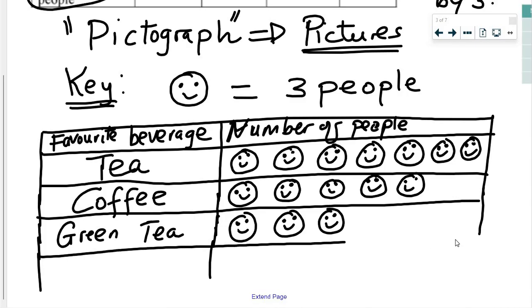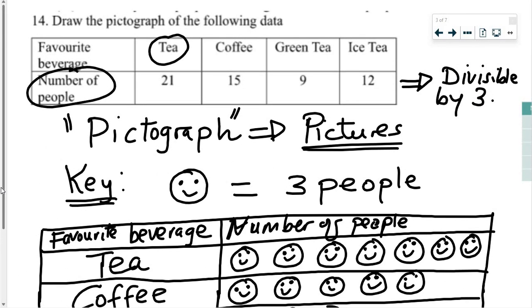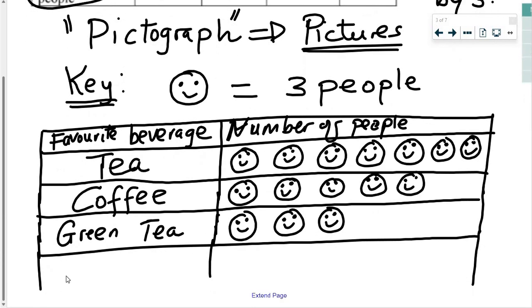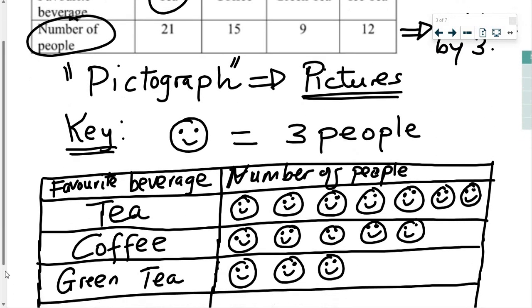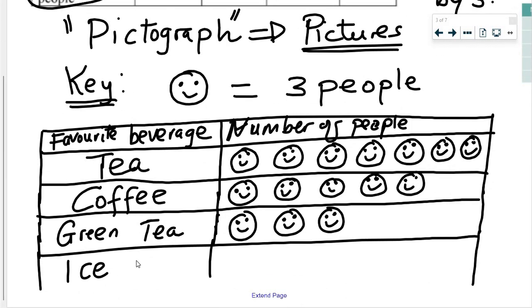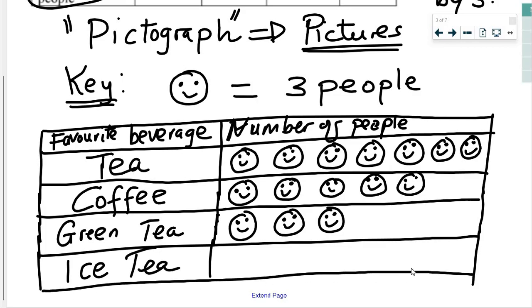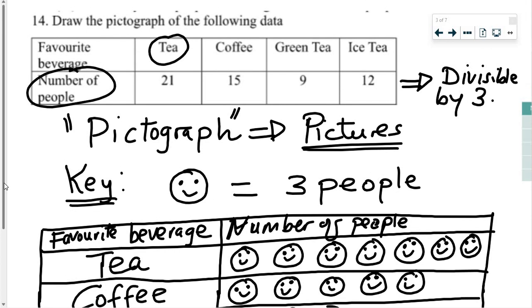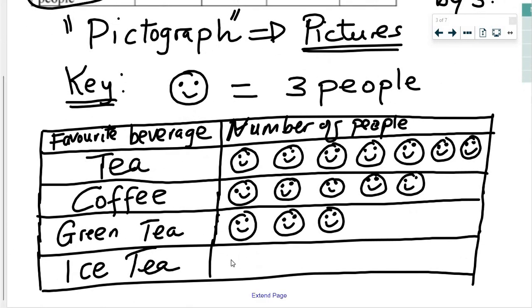Next, after green tea is iced tea, 12. Now do 12 divided by 3 equal to 4. So iced tea, make a border. So when you do 12 divided by 3, you get 4 symbols. So 1, 2, 3, 4 symbols.